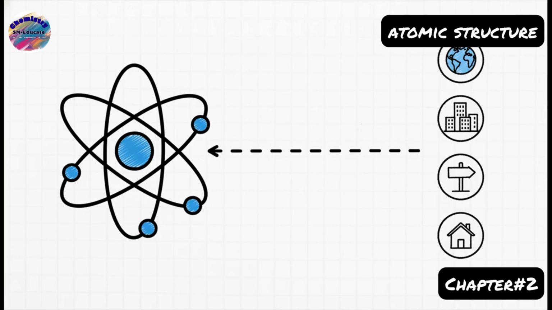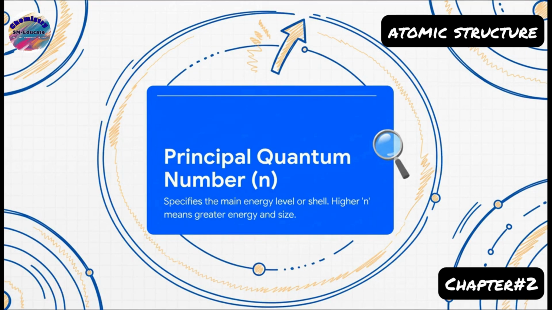To figure out its exact location and energy, you need a totally unique address. And that address is made up of 4 quantum numbers. You can seriously think of it like a country, a city, a street, and a house number. Every single electron in an atom has its own, and this is key, no two can share the exact same address. First up is the principal quantum number, which we call n.